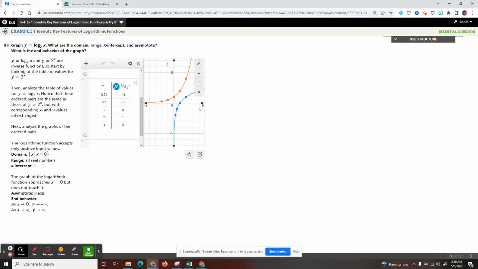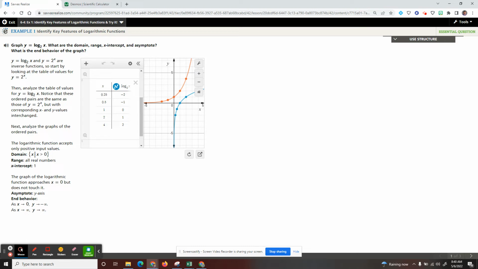If we're going to analyze domain, range, and all that stuff, well, first of all, domain, it starts at 0. Well, to the right of 0, right? It's never actually going to touch 0 because the asymptote's x equals 0. So the domain is x values greater than 0 because it's going to go to the right forever. Range is all real numbers. It's going down, it's going up. The x-intercept is at 1. There is no y-intercept for this one.